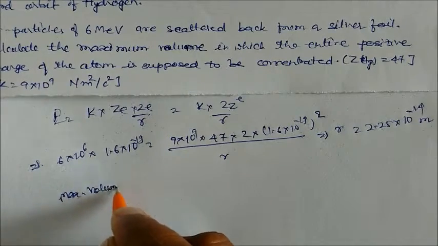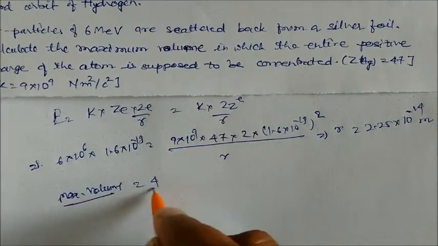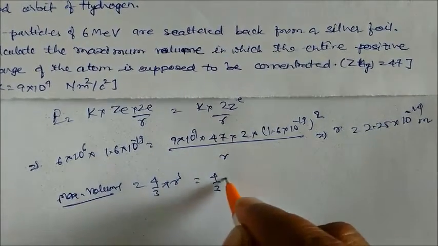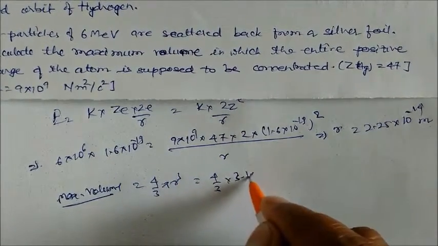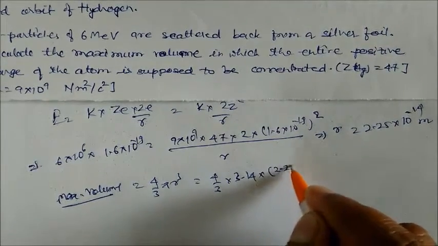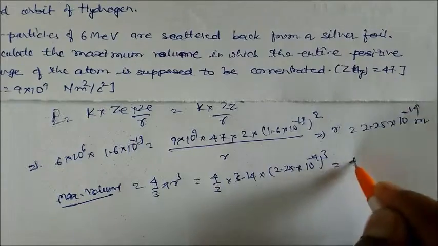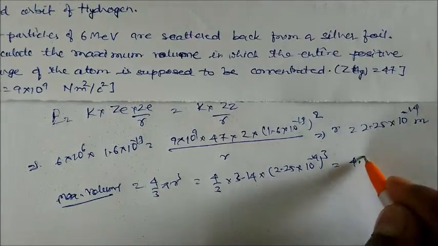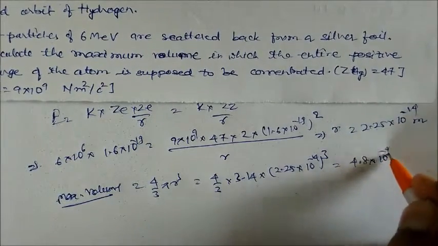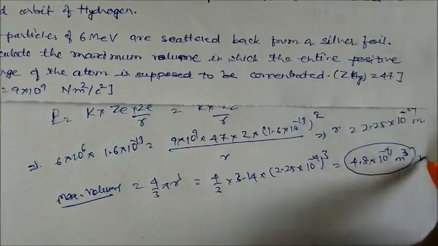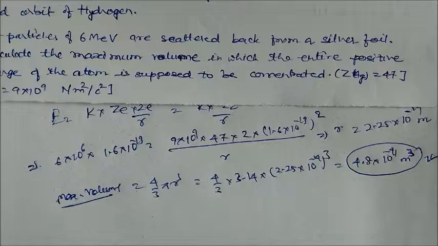Now for the maximum volume, this we need to find out. So the maximum volume is equal to 4 by 3 pi r cube. We know the value of R, so 4 by 3, 3.14 multiplied by 2.25 into 10 to the power minus 40 whole cube. So we get the volume, that is 4.8 into 10 power minus 41 meter cube. This is the value of the volume.